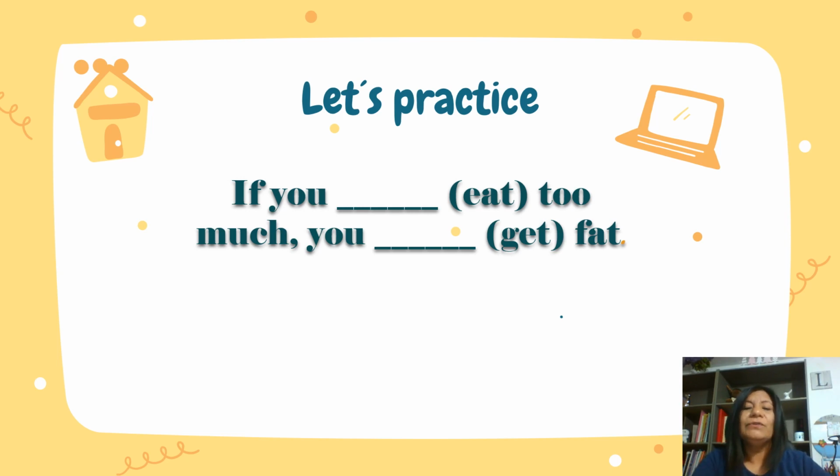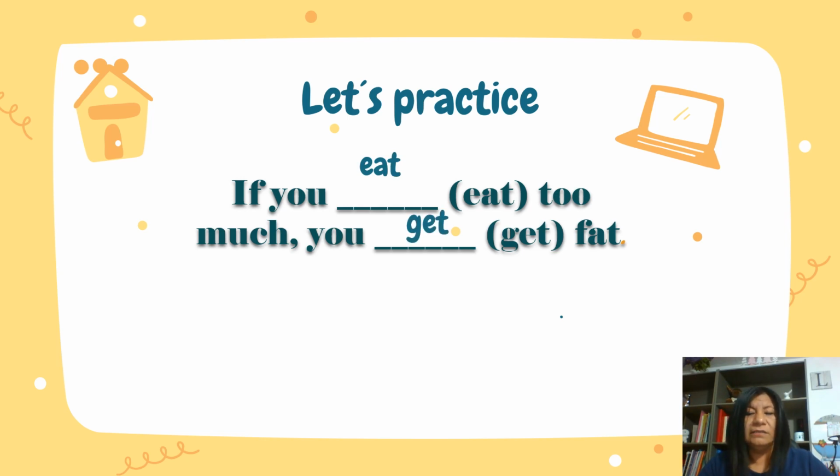Look at this. If you eat too much, you get fat. In the brackets we have two verbs, the verb eat and the verb get. What do you think the verbs will be in this case? If we use present simple in both of them, which one will it be? Okay, let's check it. If you eat too much, get or gets, you get fat.